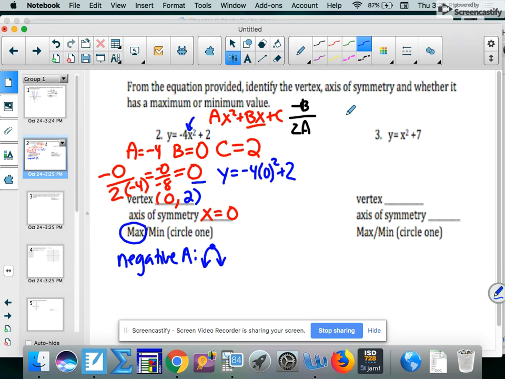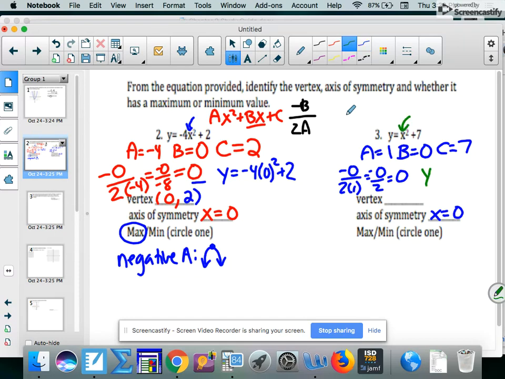For number 3, similar, A is 1, B is 0, and C is 7. So I'm going to do -b over 2a. I get 0 over 2, which is just 0. So again, my axis of symmetry in this case is 0, but then you have to plug it in. So I'm going to plug it into my original equation for x. So y equals 0 squared plus 7. 0 squared is 0, plus 7 is 7. So my vertex, again, remember that relationship, x is 0, and your y is 7.